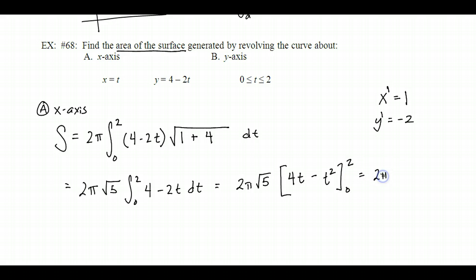So keep the 2 pi square root of 5, plug in your 2, that will give us 8 minus 4, which is 4, minus, plug in a 0, 0 minus 0 is 0, that gives us 8 pi square root of 5. You do letter B on your own.